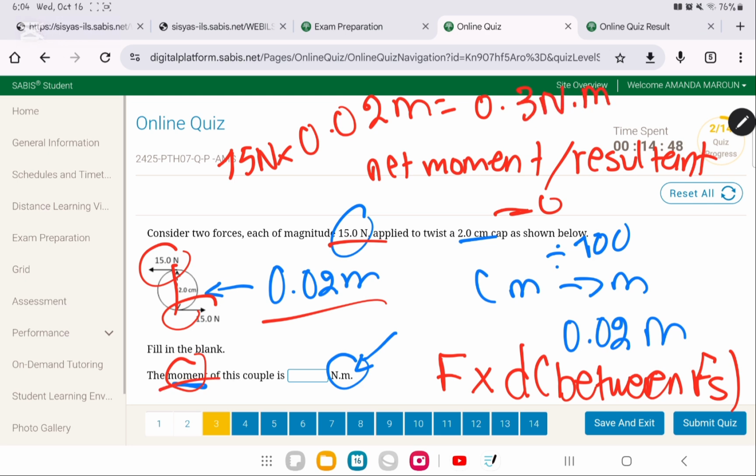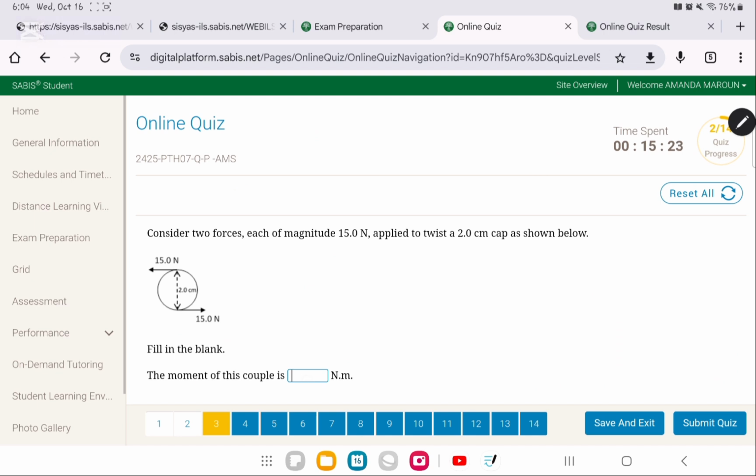Now don't forget, here they ask you for a moment. Anytime they ask you for a moment, you take positive. But if they asked you for the torque of this couple, you would do plus or minus. Plus if it goes in the anti-clockwise direction, and minus if it goes in the clockwise direction. Here they asked us for the moment, so we don't need to use this. We're only going to take positive. So we do 15 newtons, the force, multiplied by the distance between the two forces, which is 0.02 meters. And so we get 0.3 newton meters.